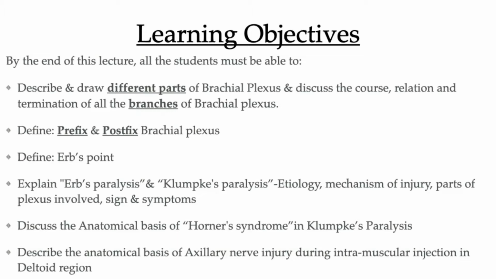You must be able to define Erb's point, and you must be able to explain Erb's paralysis and Klumpke's paralysis under following headings: etiology, mechanism of injury, parts of the plexus involved, and signs and symptoms with which patient presents. Discuss the anatomical basis of Horner's syndrome, which is seen in Klumpke's paralysis, and describe the anatomical basis of axillary nerve injury during intramuscular injections in deltoid region.